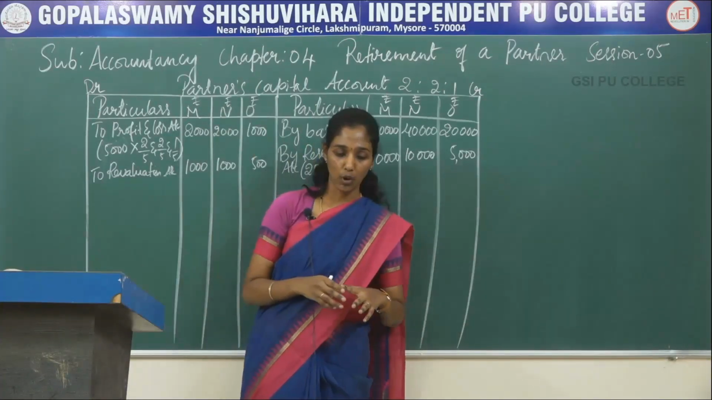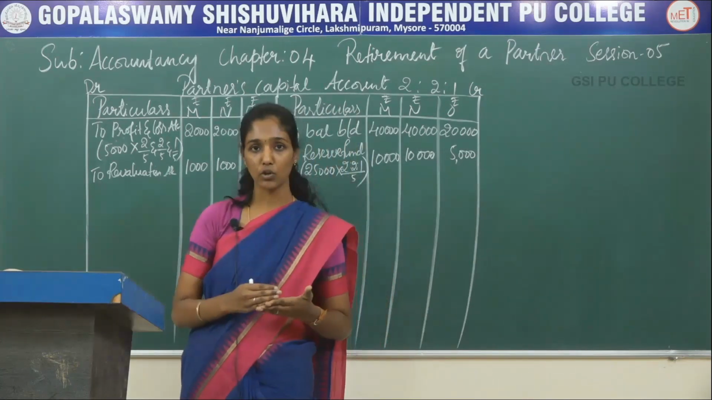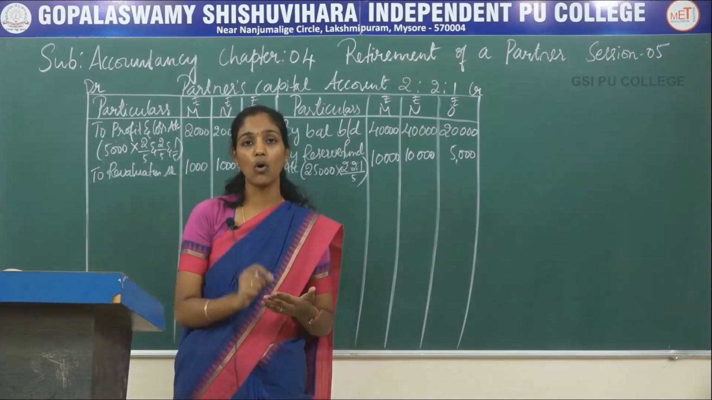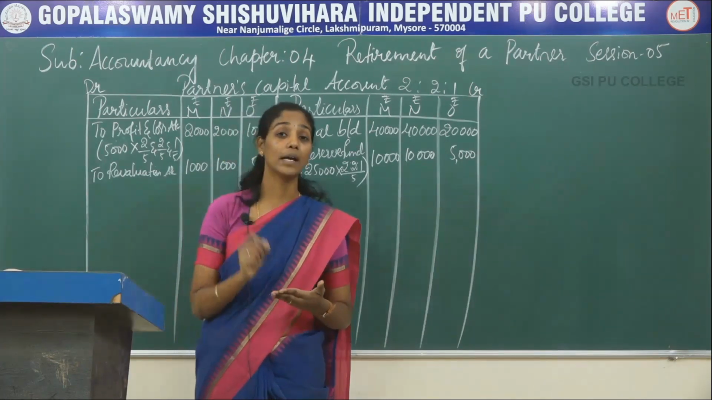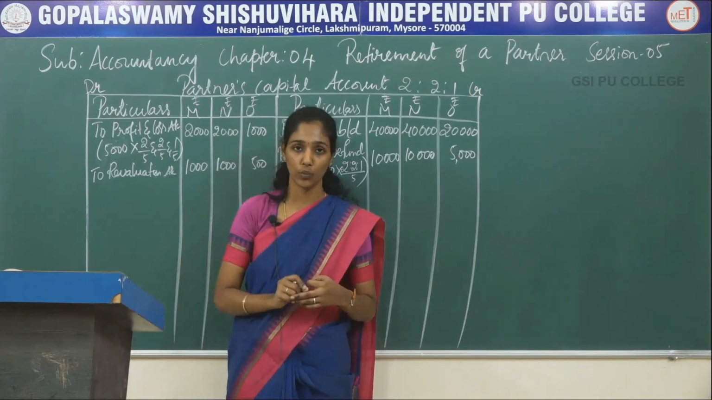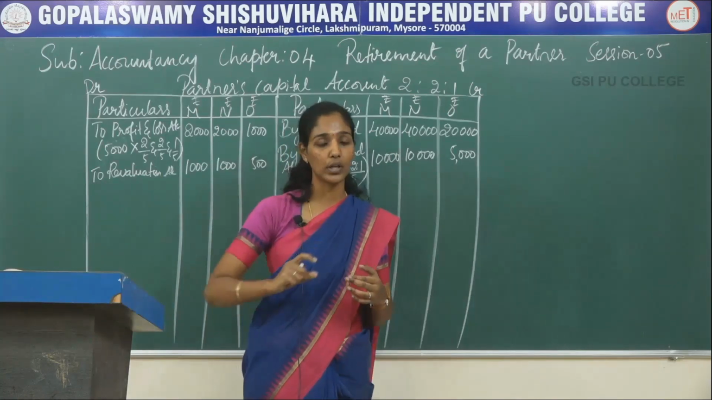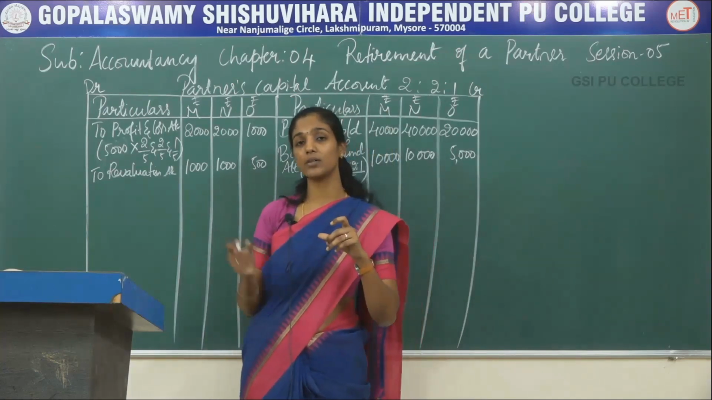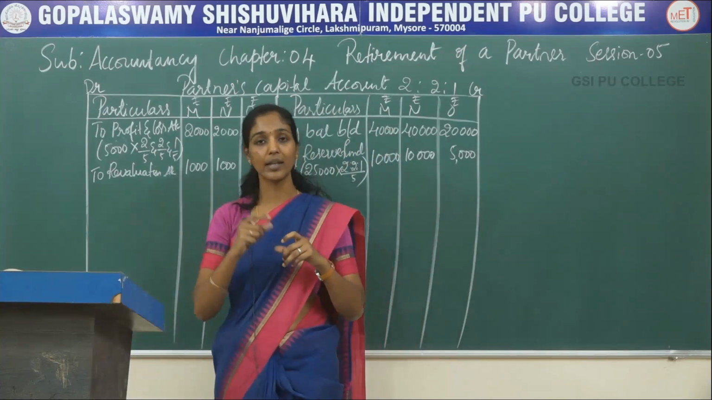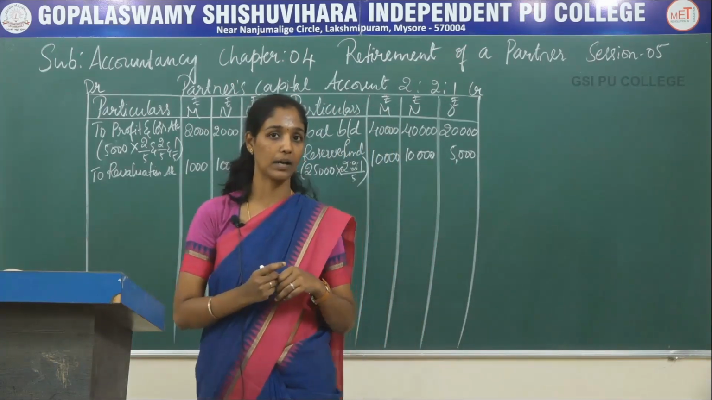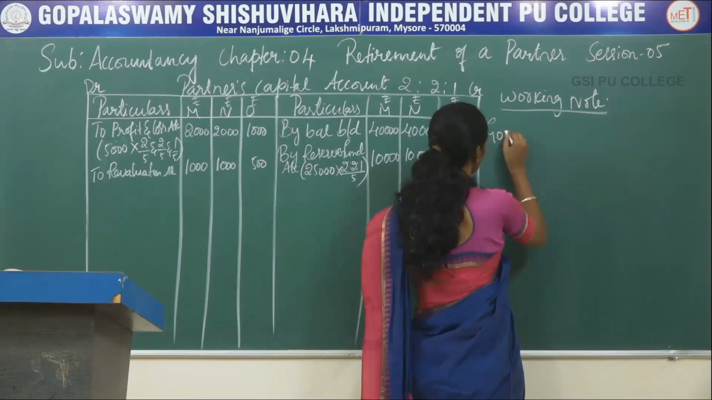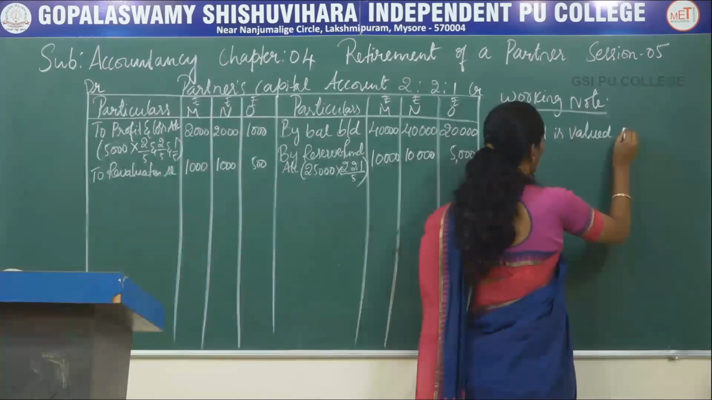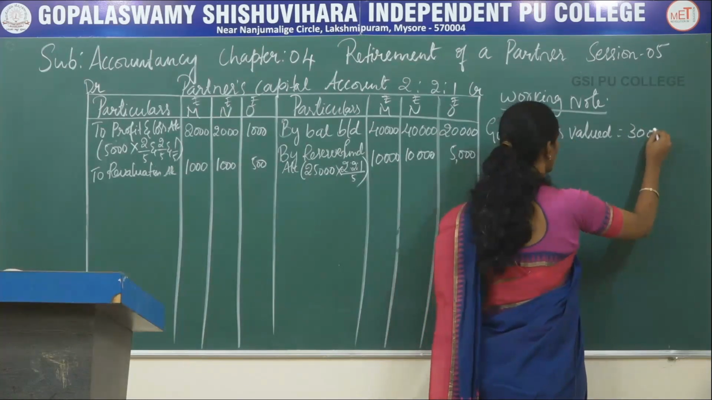In your present problem, they have not given a new ratio to calculate the gain ratio. So in this case, the old ratio of the continuing partners will be considered as the gain ratio. When the new ratio is not given to calculate the gain ratio, then whatever the old ratio of the continuing partners is, we have to consider that as the gain ratio. Here goodwill is valued at rupees 30,000.